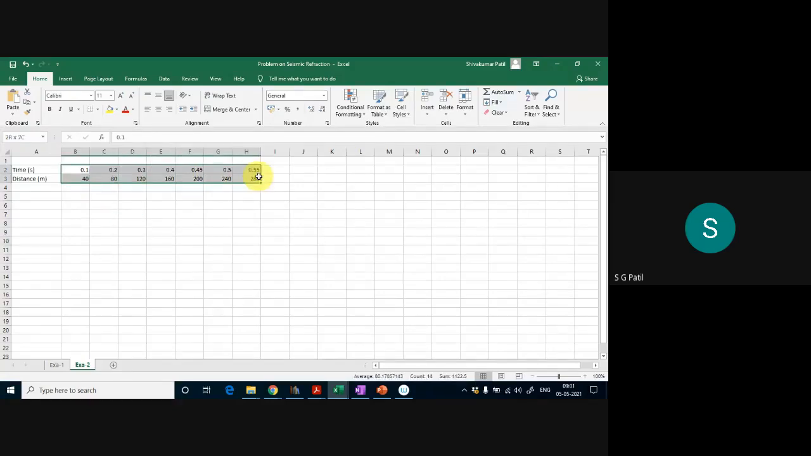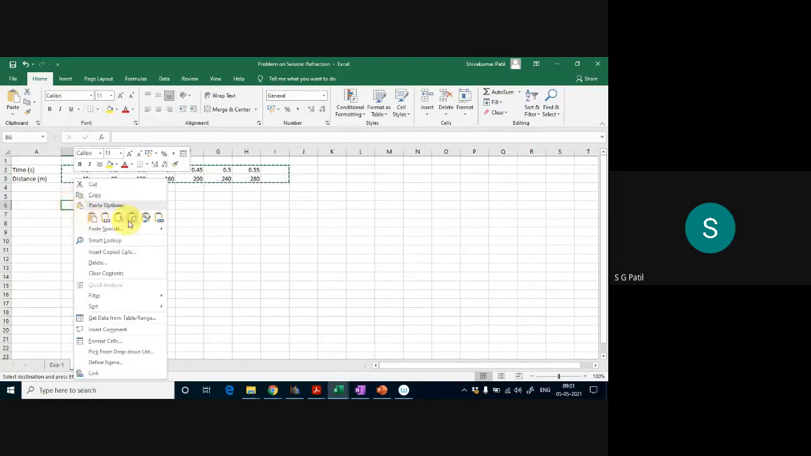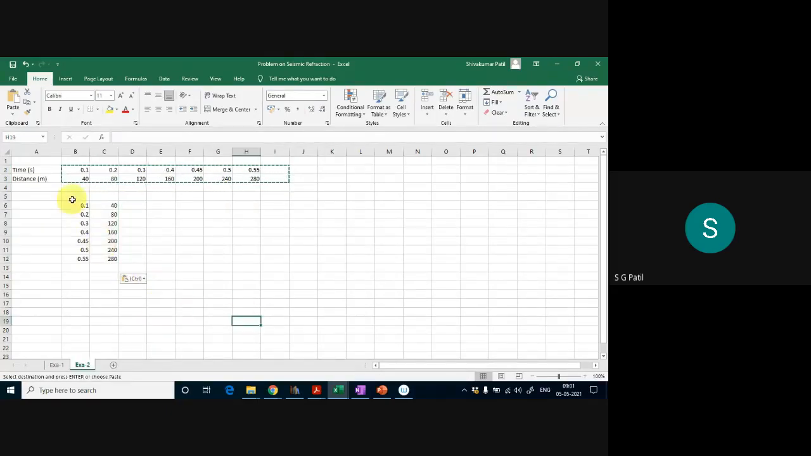First I will copy this. This is time in second, and this one is distance in meter. Now I will draw a graph between time and distance here.